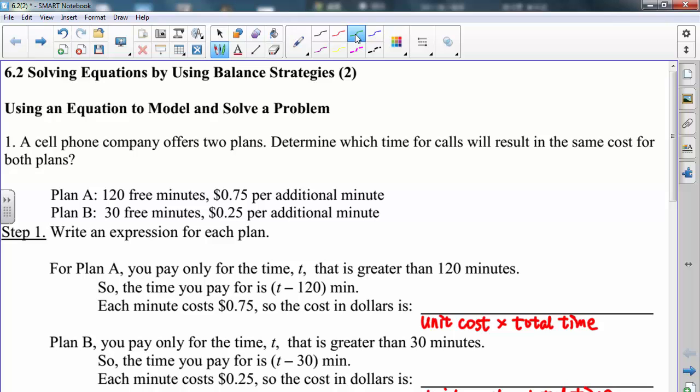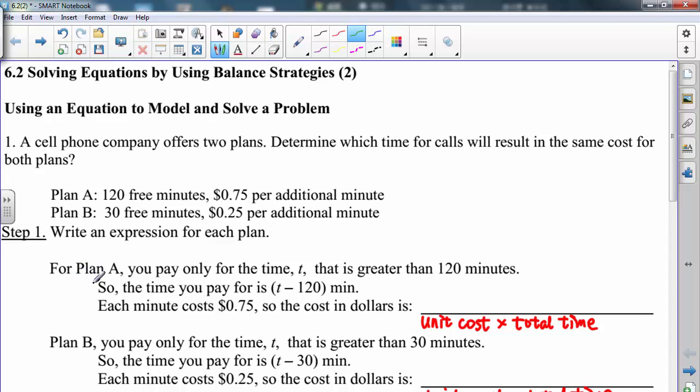A cell phone company offers two plans. Determine which time for calls will result in the same cost for both plans. Let's look at plan A. In this plan, you will get 120 free minutes, 75 cents per additional minute. Plan B, 30 free minutes, $0.25, or we can say 25 cents per additional minute. Let's write an expression for each plan in the first step first.